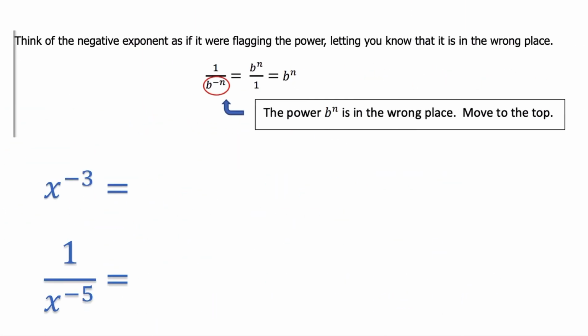I like to think about a negative exponent as if it's flagging you. It's telling you that it's in the wrong place. If you move it to the other side of the fraction, then it becomes a positive exponent.